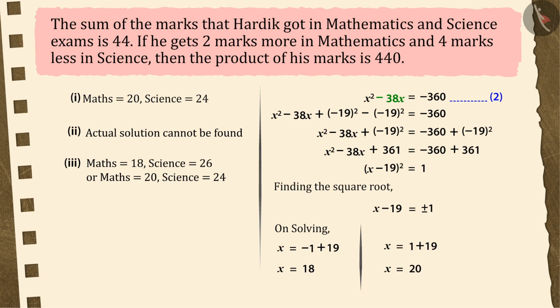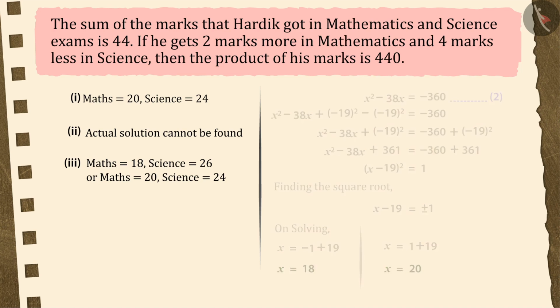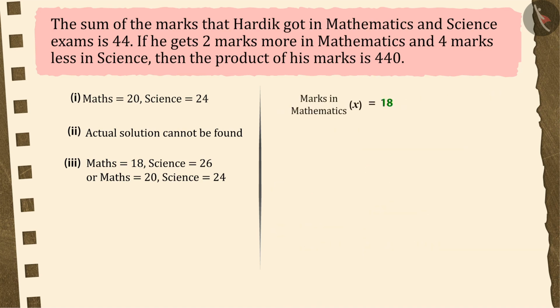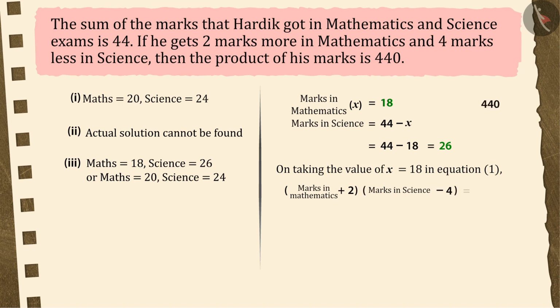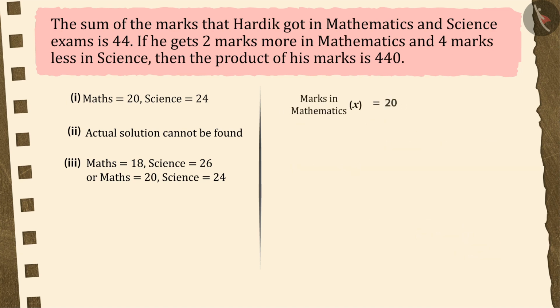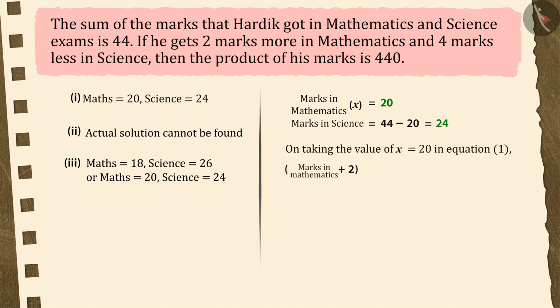Solving the equation further, we get two values of x. X is equal to 18 and x is equal to 20. If we take the value of x as 18, then we get 18 marks in mathematics and 26 marks in science, and these satisfy the conditions given in the question. And if we take the value of x as 20, then we get 20 marks in mathematics and 24 marks in science, which once again satisfies the given conditions.